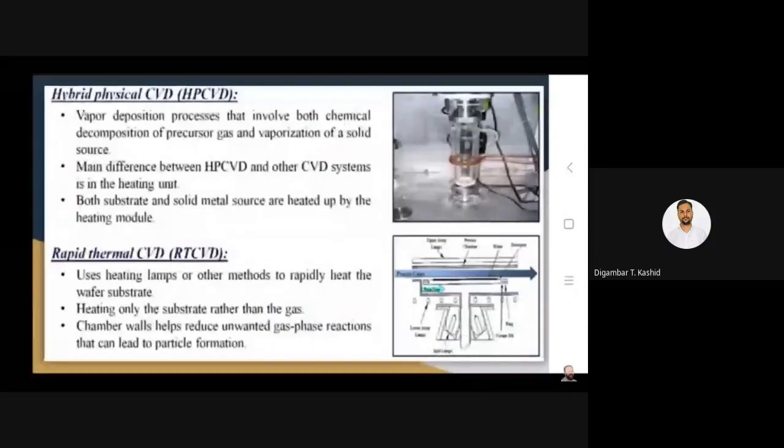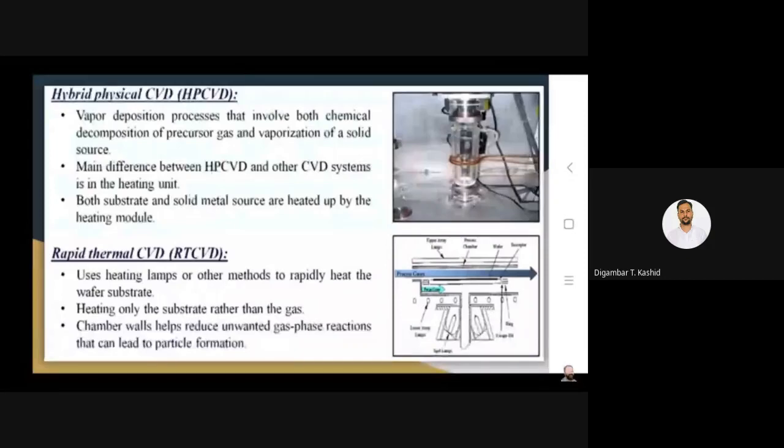Now next, the hybrid physical CVD process. It is a vaporization process that involves both chemical deposition of precursor gas and vaporization of solid source. The main difference between HPCVD and other CVD is in the heating unit: both the substrate and the solid metal source are heated up by the heating module. Okay, so this is about the hybrid physical CVD.